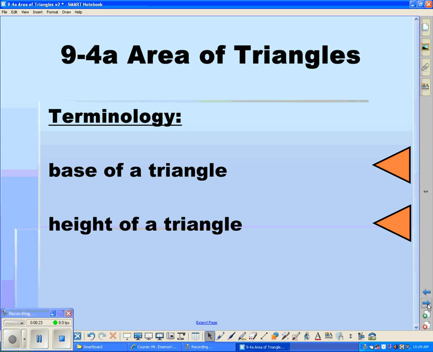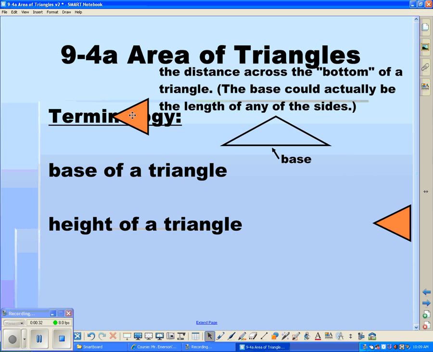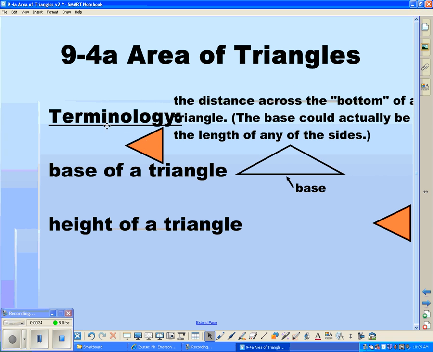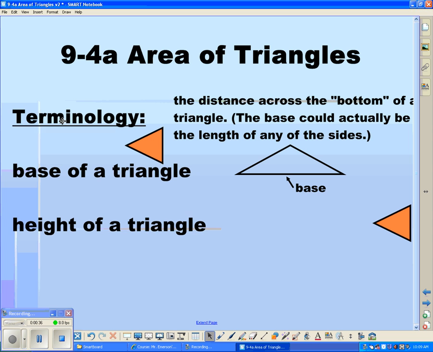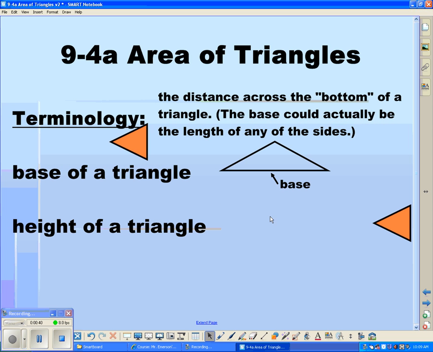We do have two new terms today. We're going to start with the base of a triangle and then the height of a triangle. The definition for the base of a triangle could be the distance across the bottom of a triangle, and the base could actually be the length of any of the sides, and that's important to note.